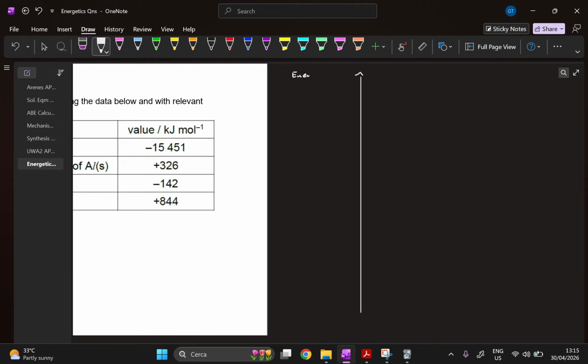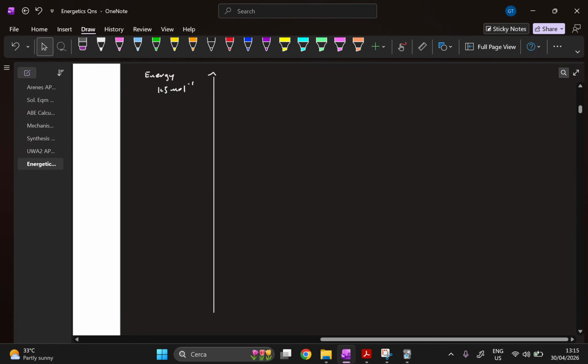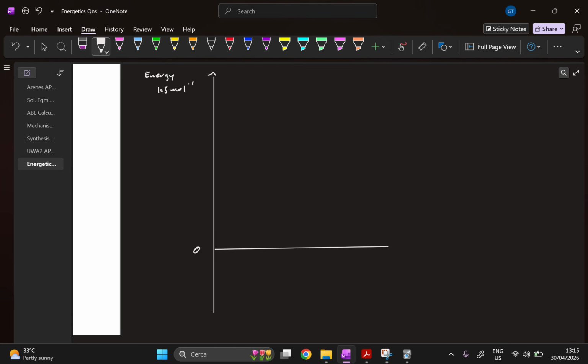Of course you need to label your axis, and I'm just going to use NaCl as an example because it's simple. This is 0, and I must always start with the elements in their standard state. So if I want NaCl, this is my Born-Haber cycle for sodium chloride. I will start with sodium in its standard state and chlorine in its standard state.